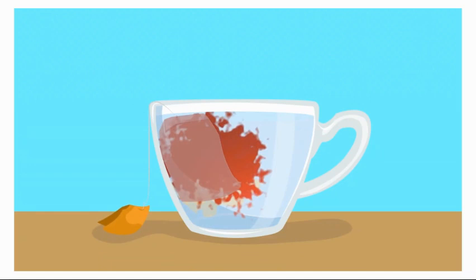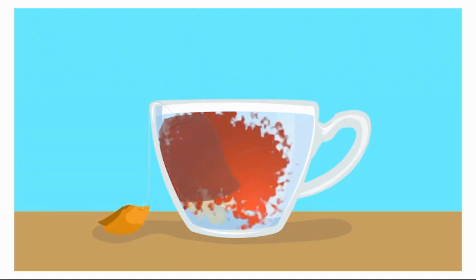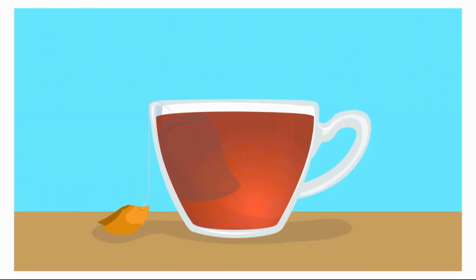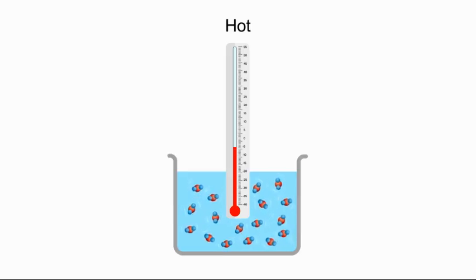You can see that the tea bag is motionless. So what is causing all the movement inside the cup? Why are the tea particles mixing with the water particles? If you could zoom in on what is happening in the teacup, you would see that the particles of water are moving very fast. The hotter the water is, the faster its particles move.